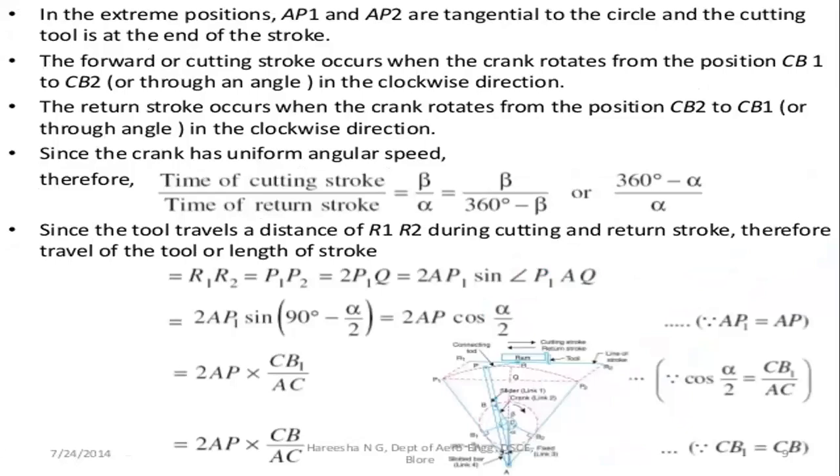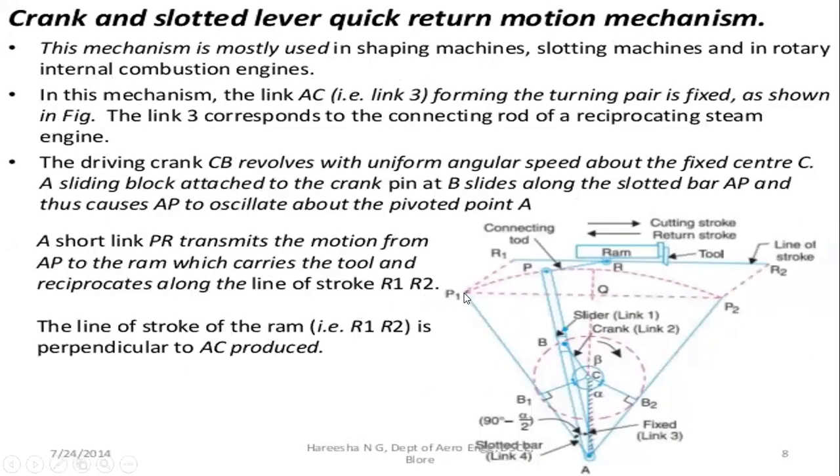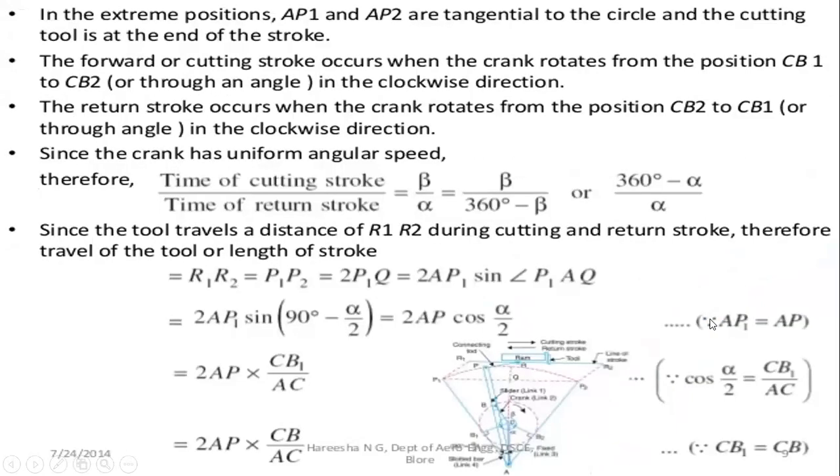And next, in the extreme positions AP1 and AP2 which are tangential to the circle, the cutting tool is at the end of the stroke. So AP1 AP2 అంటే మనకి ఏ అంటే ఫిక్స్డ్ పొజిషన్ అమ్మా, P1 వచ్చేసరికి ఈ పాయింట్. సో AP1 and AP2. So these are the two tangential points for the cutting stroke.